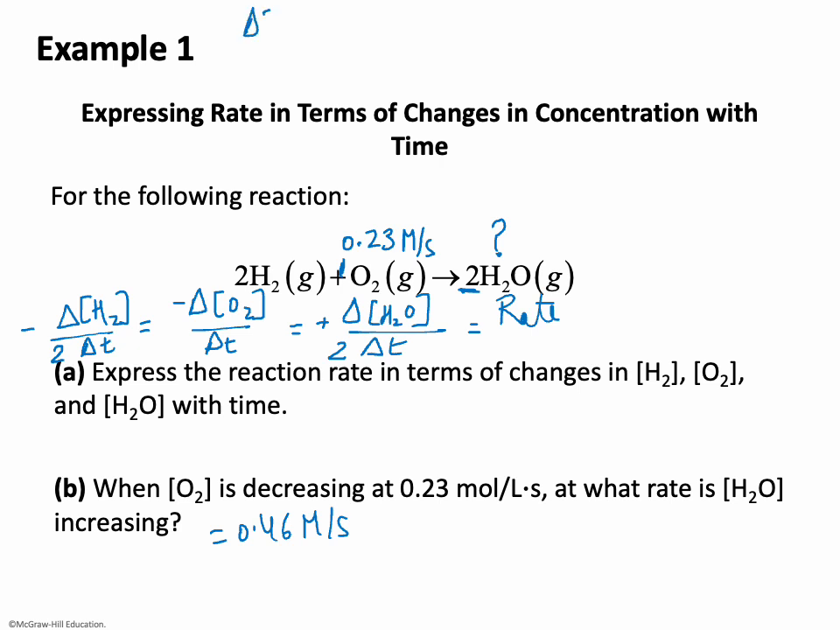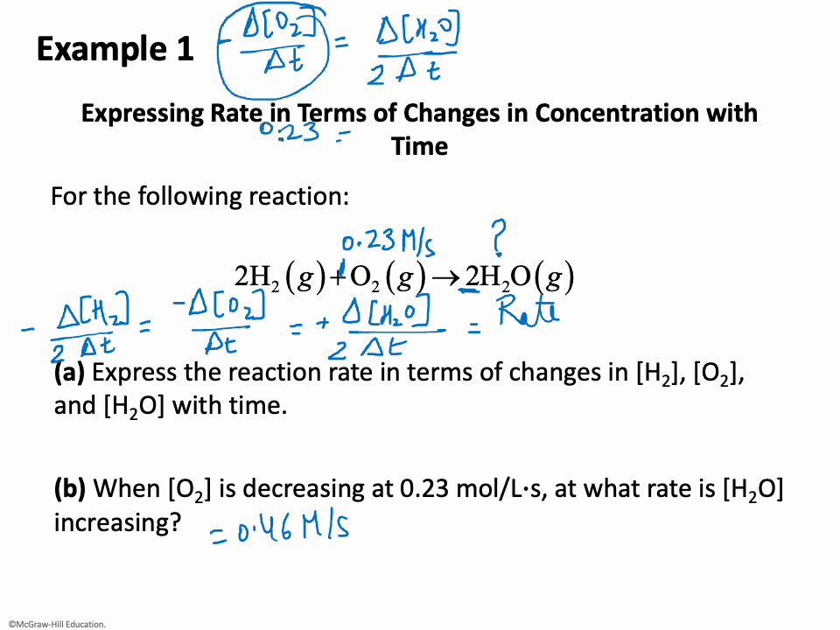What is the relationship? Change in concentration of O2 over change in time for oxygen, which is negative, is equal to change in concentration of water over change in time divided by 2, right? So the question tells you this value is 0.23, and it's asking you what is this change in concentration of water. So what is this?